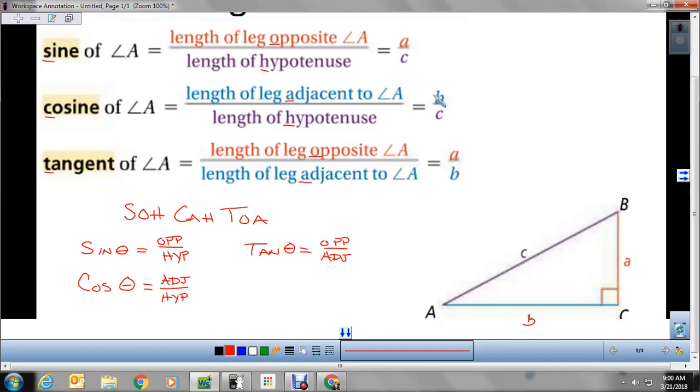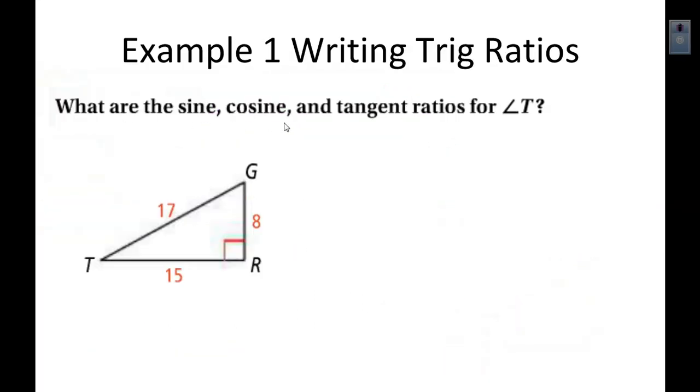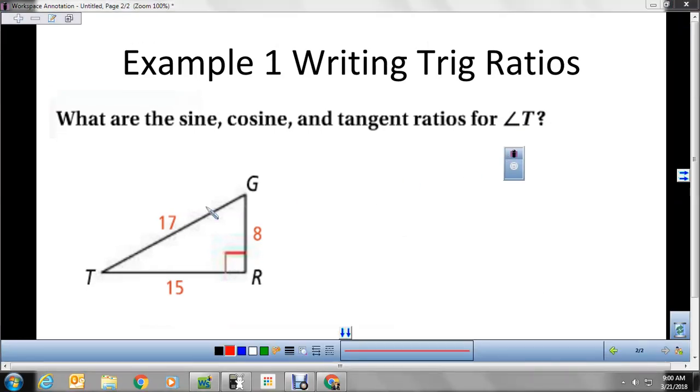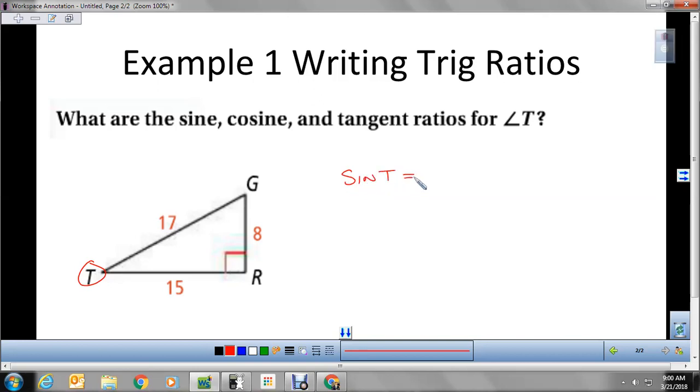All right, so let's practice and find a couple trig ratios. What are the sine, cosine, and tangent ratios for angle T? So the first thing you want to do is identify your reference angle. In this case, it's angle T. So I'm going to go over here and circle angle T. So everything is going to be in reference from this. So first off, we're going to start with the sine of angle T. Now, sine, remember, is opposite over hypotenuse. So the opposite leg is going to be 8 over the hypotenuse, which is 17.